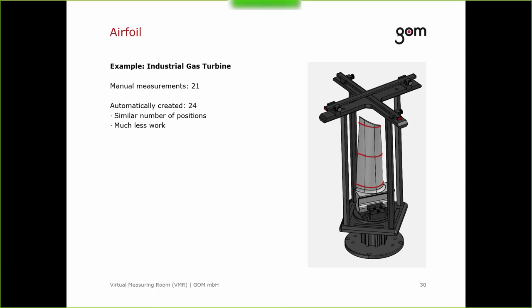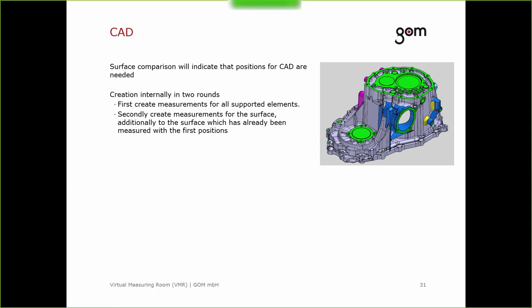We concentrated on measuring principles for different applications, but another focus had to be set on what we measure with our sensors, because almost every report contains a color comparison. That means we need to generate sensor positions for surface measurements too. The creation of positions happens in 2 rounds. In the first one, the software creates measurements for all of the supported elements. In the second round, the software creates measurements for the surface, even for the surface that already has been measured with the positions generated in the first round.